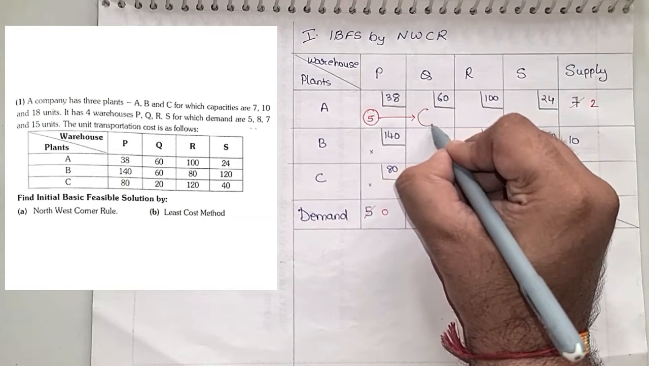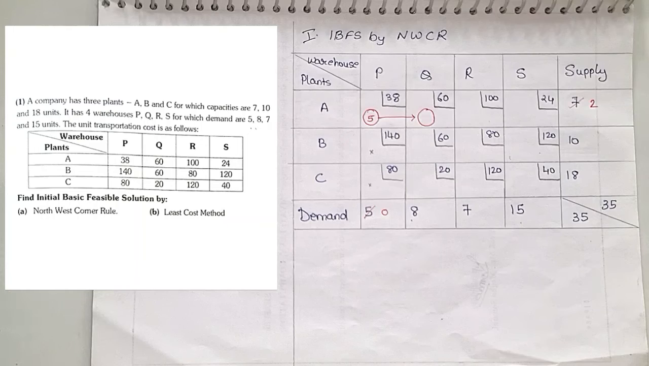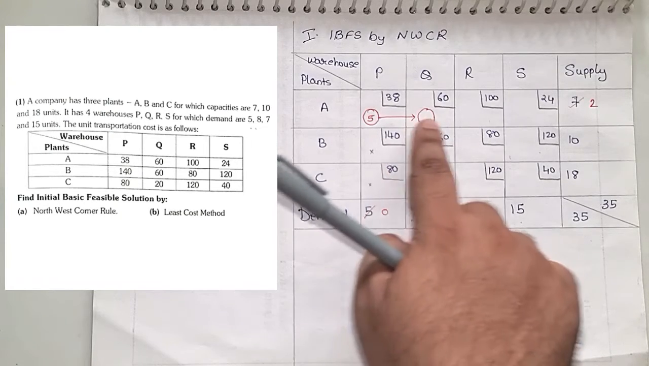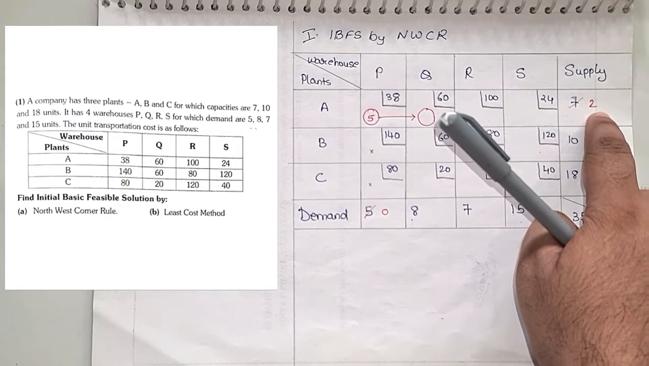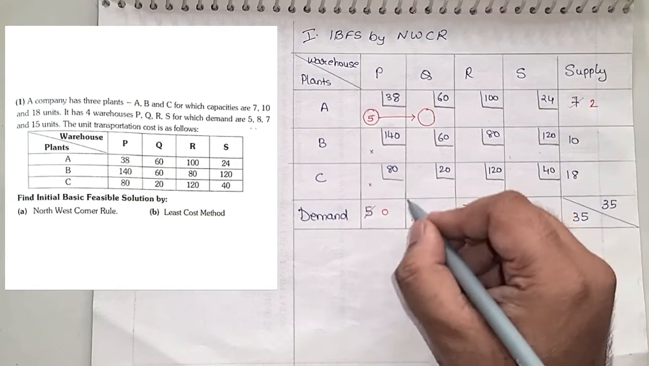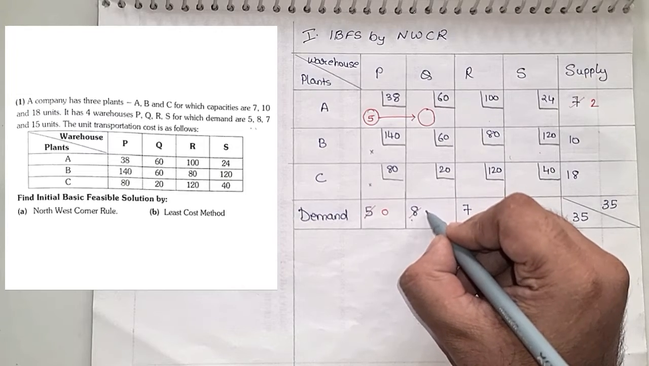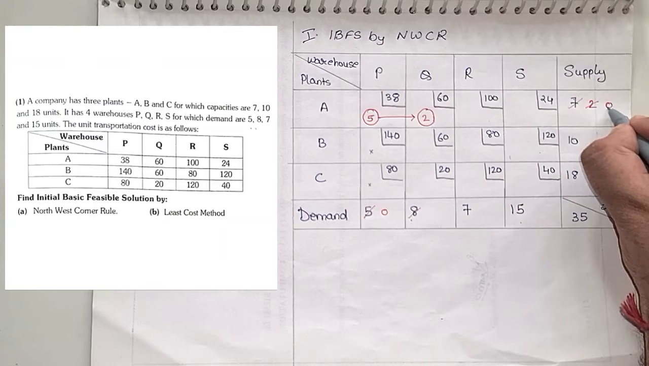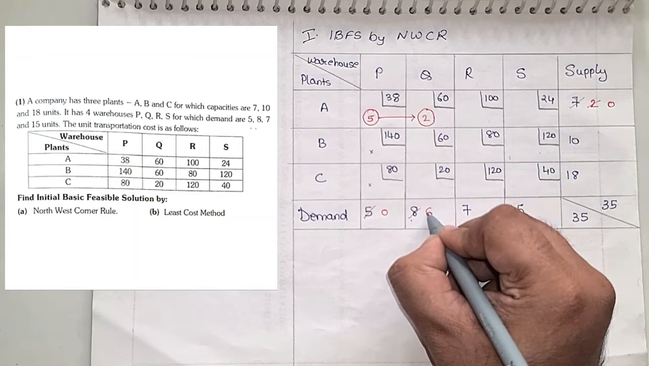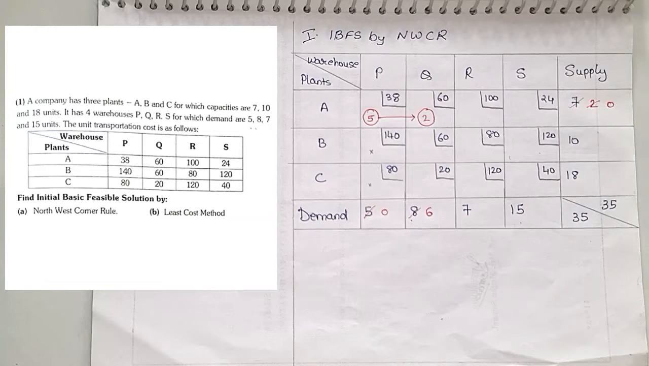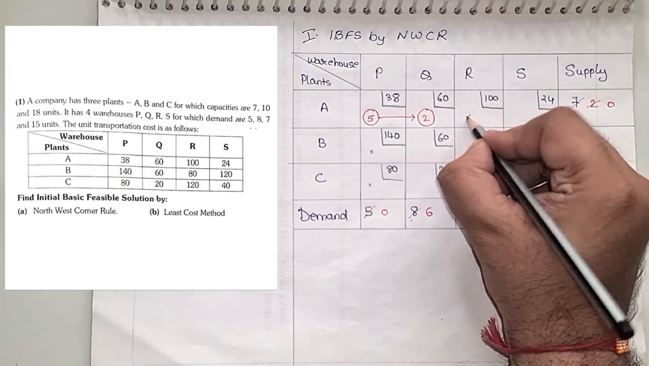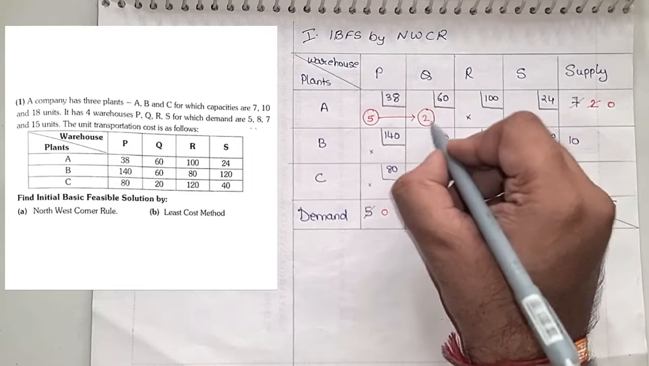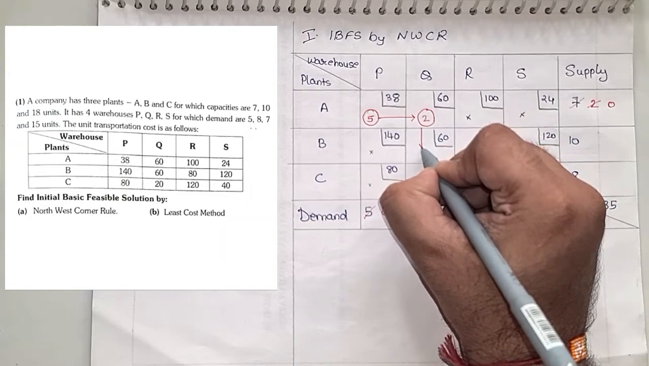I will come to this particular cell. Now demand is 8, and in the same row the supply is only 2, so I'll be able to fulfill only 2 of the demand. So from 8, if I fulfill 2 here, supply becomes 0 and demand is still 6 pending. Now remember, if the supply becomes 0, this row is gone, so I can't go further. I'll have to come down now because there's no way going on top. So I'll come down.